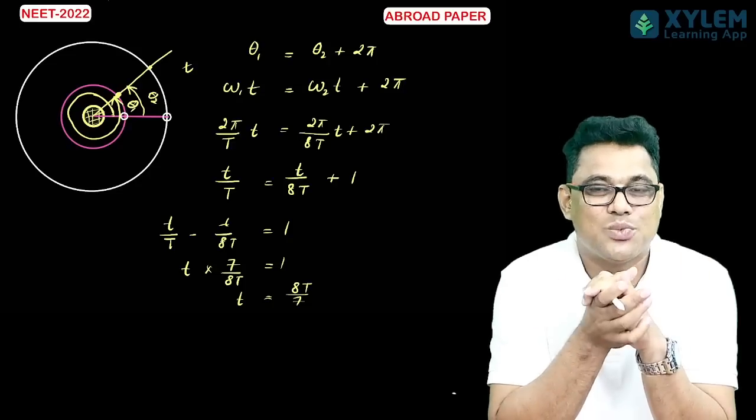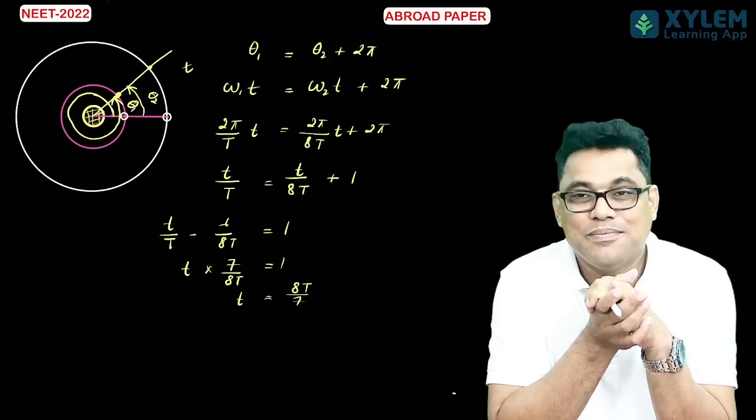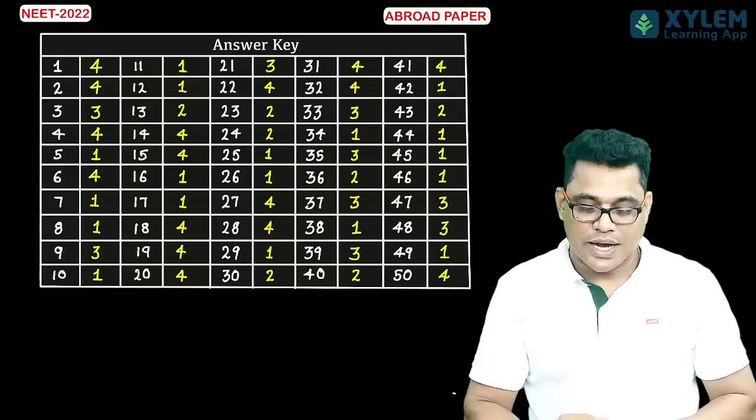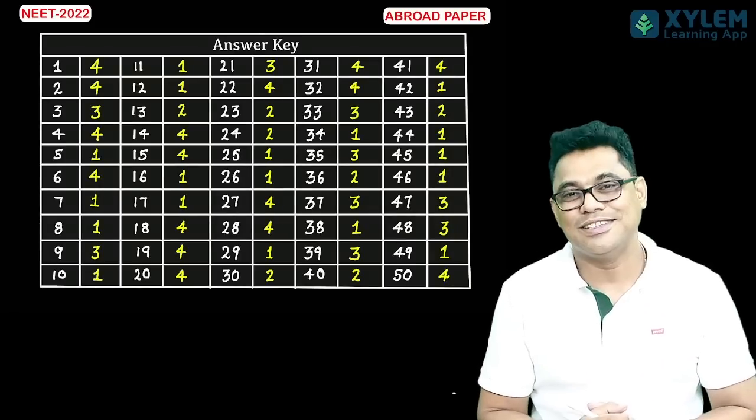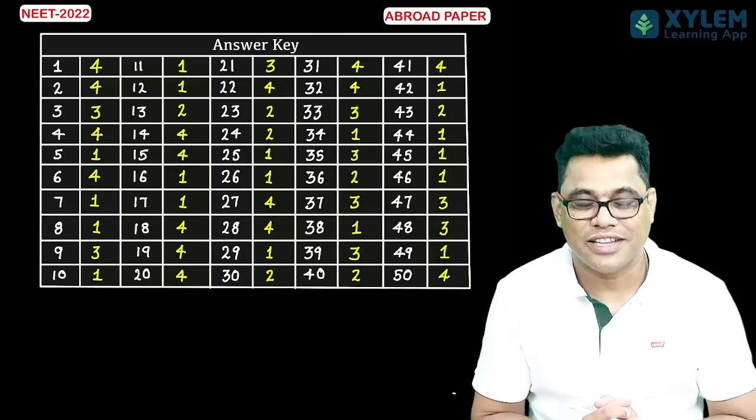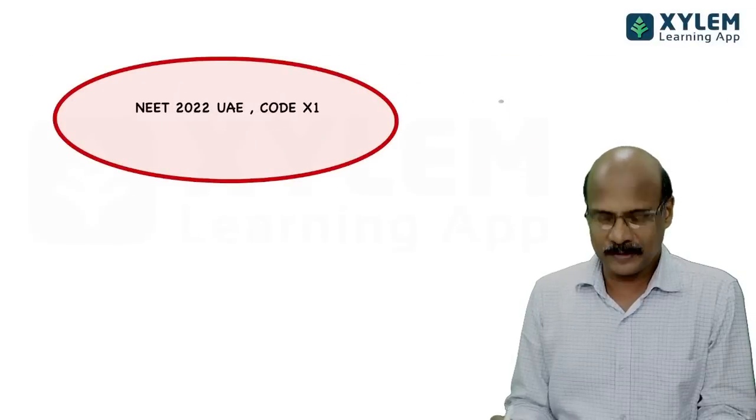Therefore, let us be satisfied with the answer 8t. Okay. For your satisfaction, I am giving you the key for physics. Here is the key. You can enjoy yourself. Thank you. Now let me do the chemistry part of your question paper.